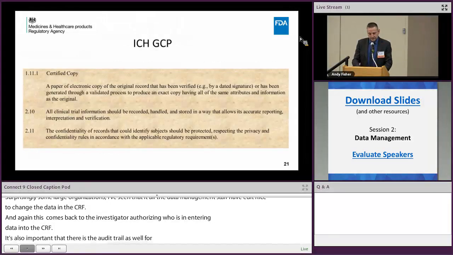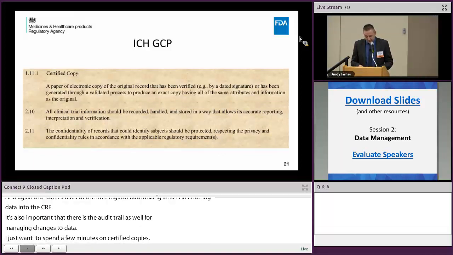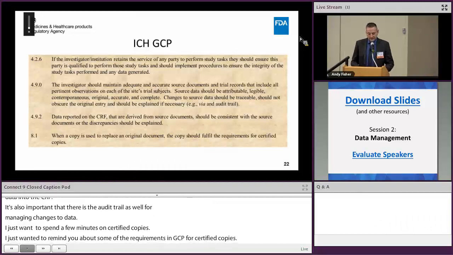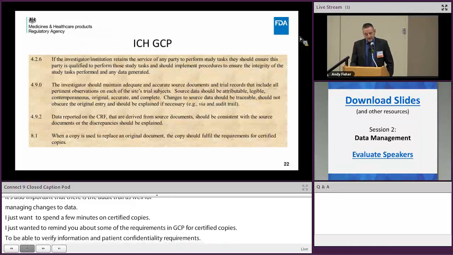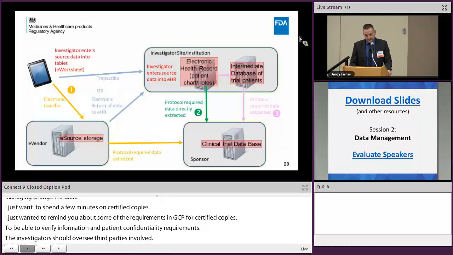So I just want to spend a few minutes on certified copies and eSource, and remind you about some of the requirements in GCP for certified copies. To be able to verify information and also patient confidentiality requirements, and that investigators should oversee third parties involved in their study tasks, maintain records of pertinent information for trial subjects, implement ALCOA, and that all data should be consistent with source data.